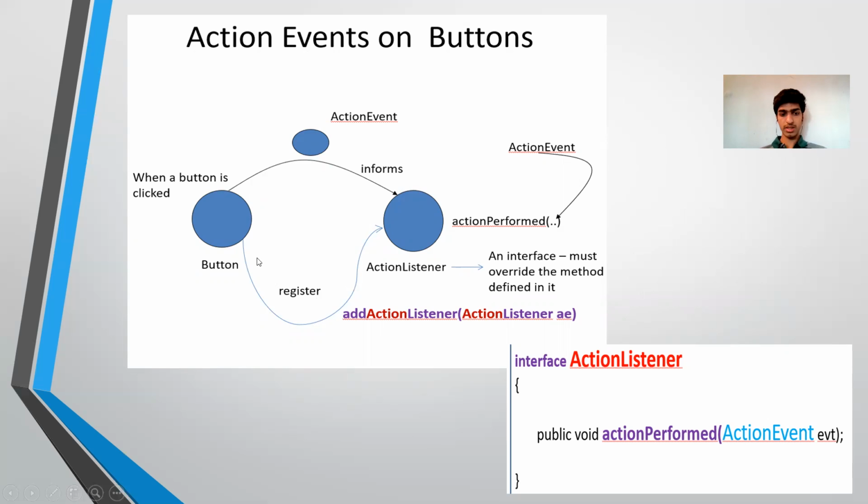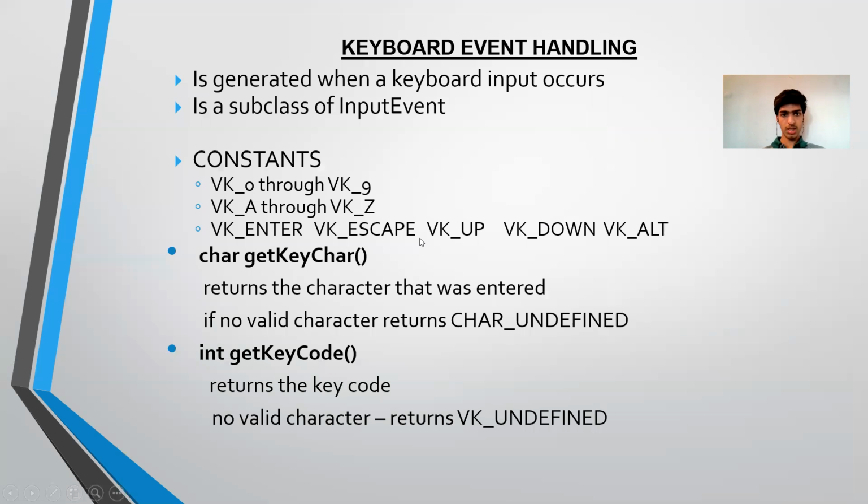As I said, we need to register the source and listener. For that we use add type listener, addActionListener in this case, and the corresponding event is ActionEvent. The function to be overridden in ActionListener is the actionPerformed function. Whenever a button is clicked, an event occurs in the source and it is informed to the action listener.